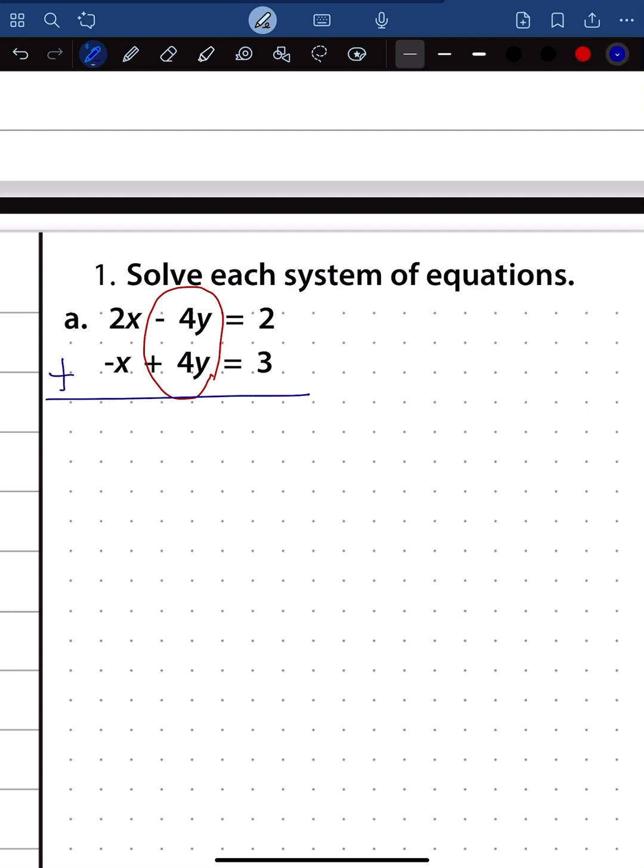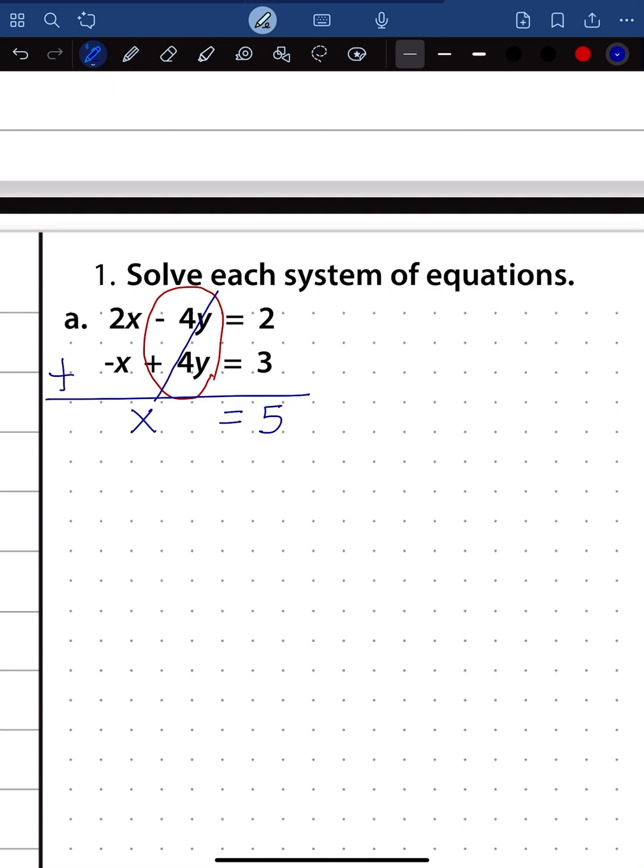Since those are the opposite, those get eliminated, they cancel out, and then I can add the other two terms in the system. I have 2x minus x is just x. I'm going to bring down my equal. 2 plus 3 is 5. So this one was simple. x is just equal to 5.